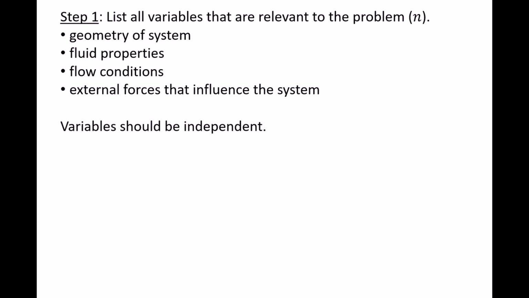The variables should be independent of each other, which means you cannot create one variable from the other variables. For example, if fluid density ρ and gravitational acceleration g are in the list of variables, then the list should not also include the specific weight gamma, since gamma is the product of ρ and g.